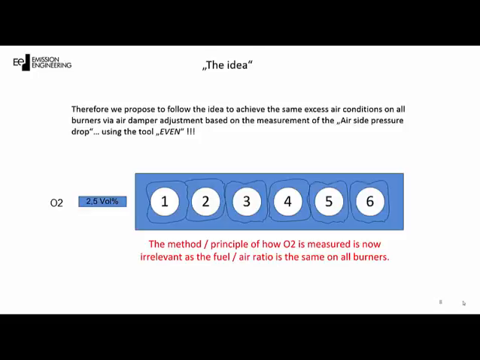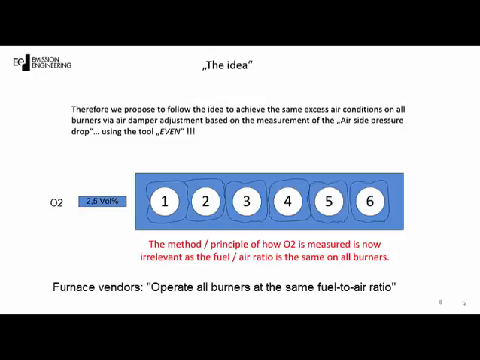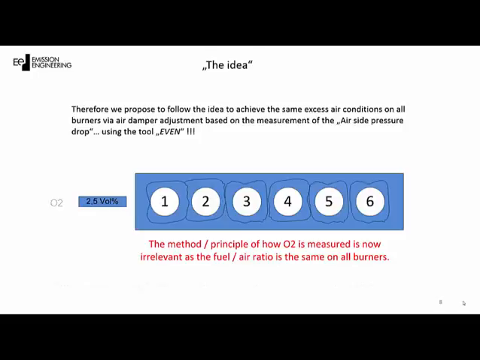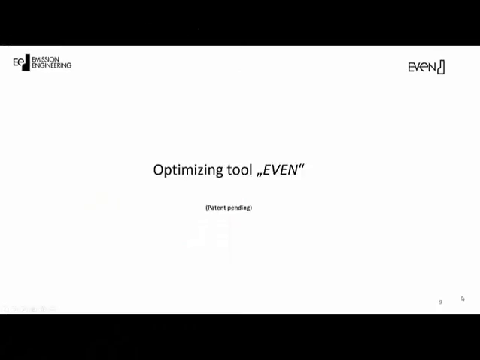Even furnace producers say it in their operating manuals: operate all burners in the same way, meaning with the same fuel-to-air ratios. But unfortunately, end users are often left on their own as soon as the guarantee of their furnace runs out. We will explain now how to achieve uniform fuel-to-air ratios on all burners.